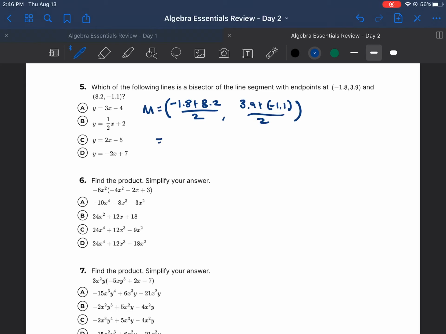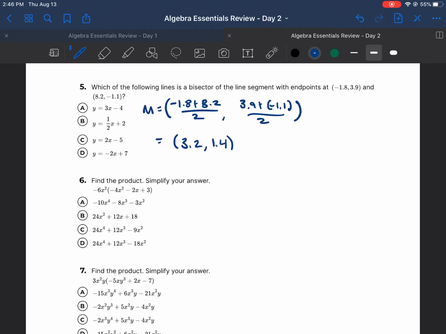That's going to give us 6.4 divided by 2, which gives us 3.2. And then for our y-coordinate, 3.9 plus negative 1.1 divided by 2 gives us 1.4. So our midpoint is (3.2, 1.4). And we want to know which of those equations contains the point (3.2, 1.4).